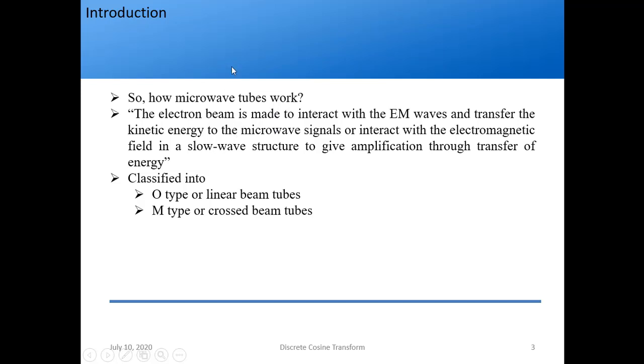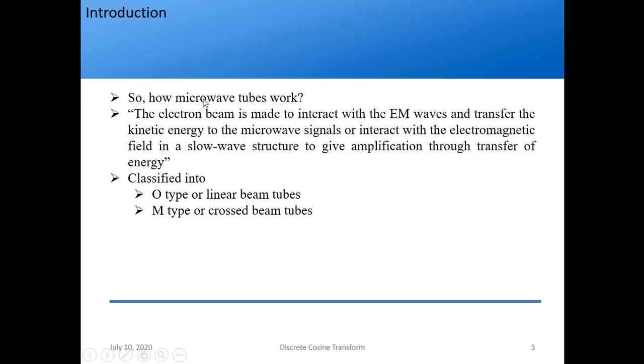Okay, so that DC source which we are using in a BJT is the electron beam which is used in a microwave tube, and the AC input is nothing but the RF input, which is a high frequency signal. That's why radio frequency, right, which is a range of high frequencies. So what happens in a microwave tube is, the electron beam is made to interact with the EM waves, or you can say RF waves. So somehow they are made to interact. How they are made to interact, that we'll see, and transfer the kinetic energy to the microwave signals.